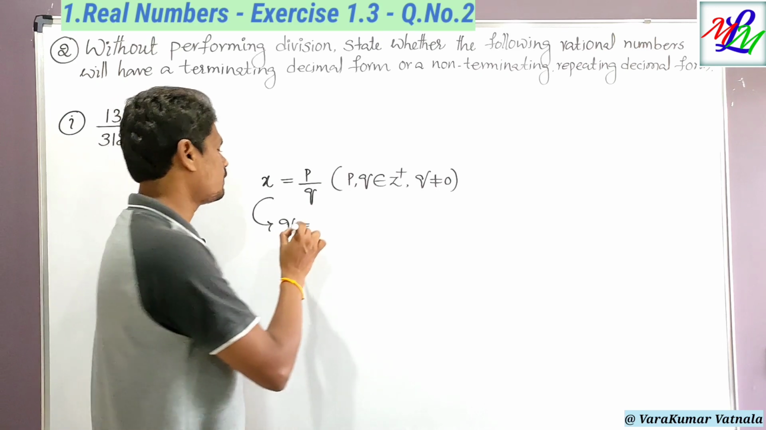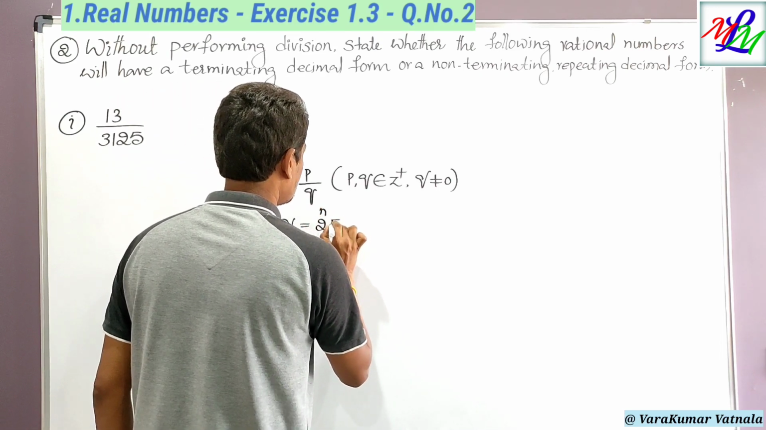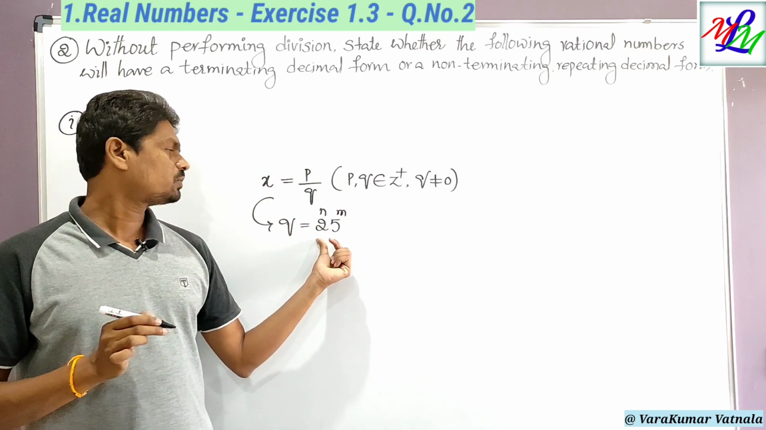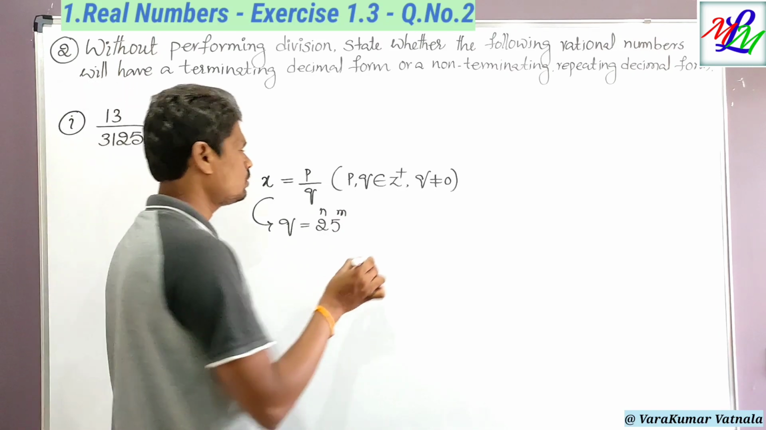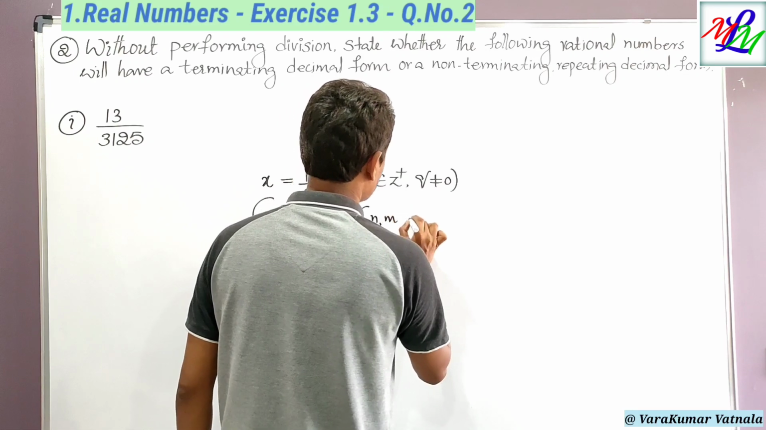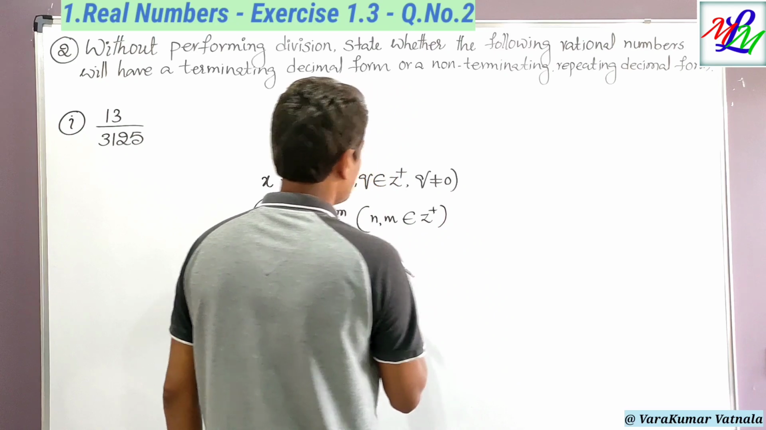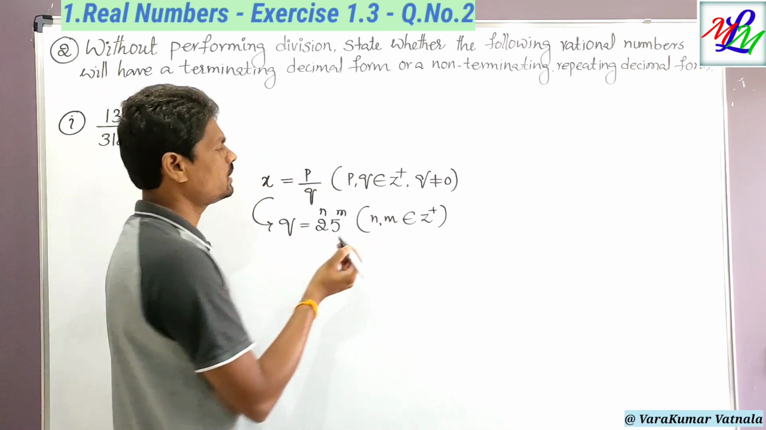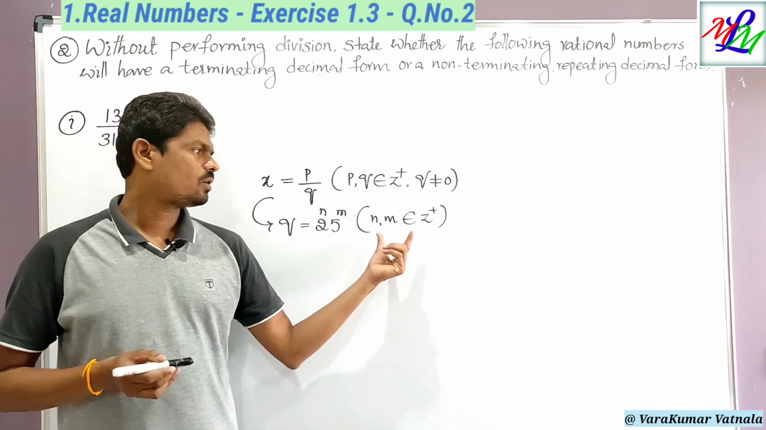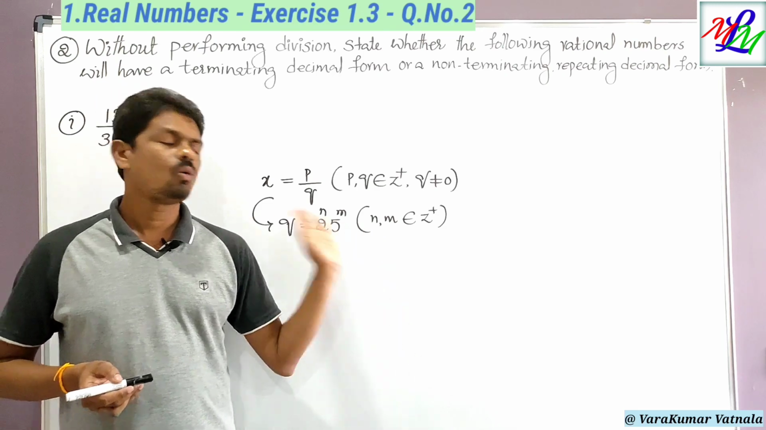If the prime factors of q are in the form of 2 to the power n into 5 to the power m, here n, m are also positive integers, including 0. Including 0 also. n, m are positive integers including 0. Simply we can say the whole numbers.